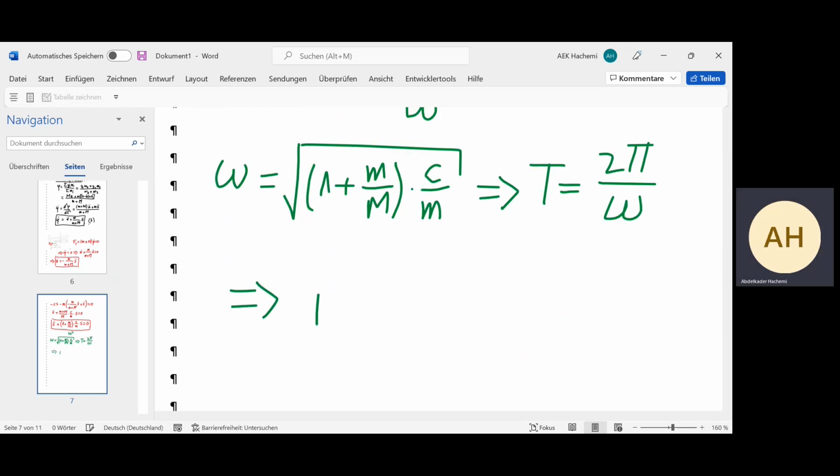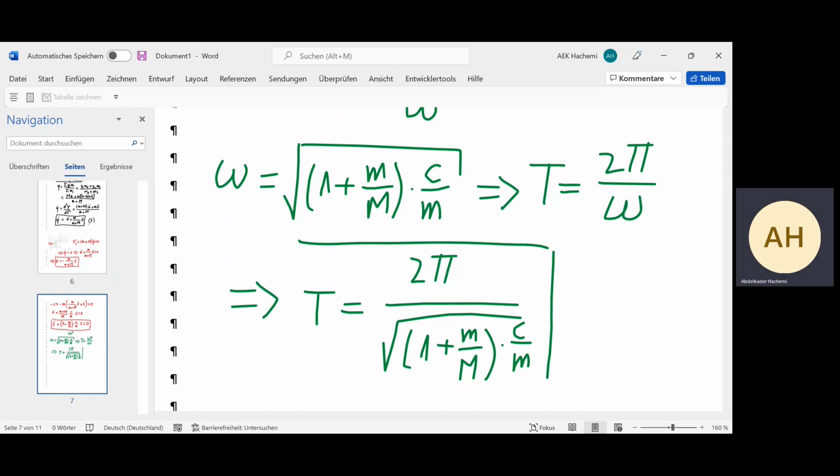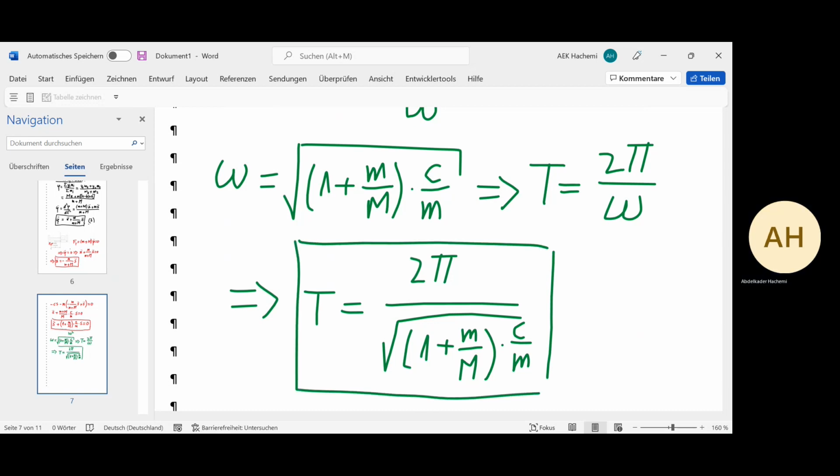Then it means here we get T, which is equal to 2 pi divided by the square root of 1 plus small letter m divided by capital letter M, multiplied by C divided by m. This is now the period of oscillation which is asked for.